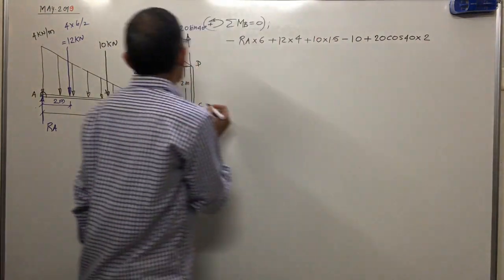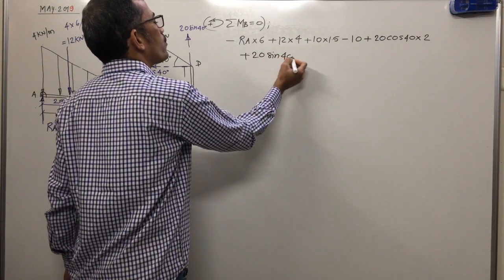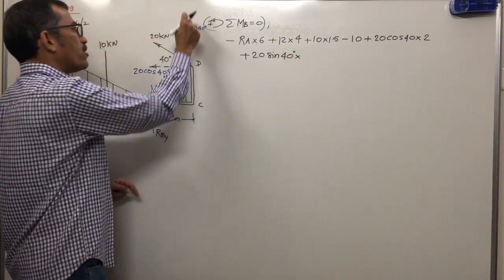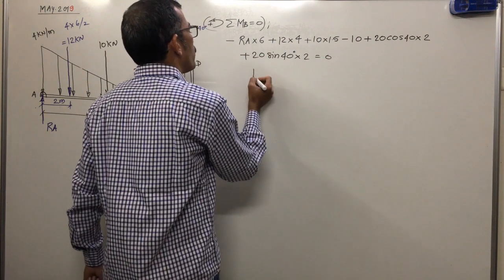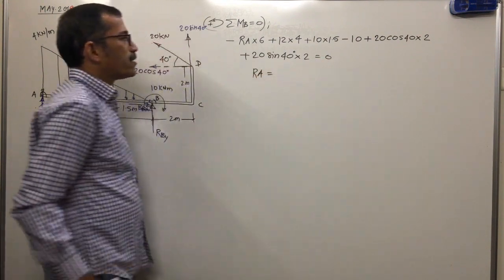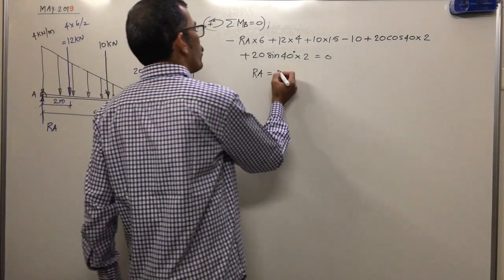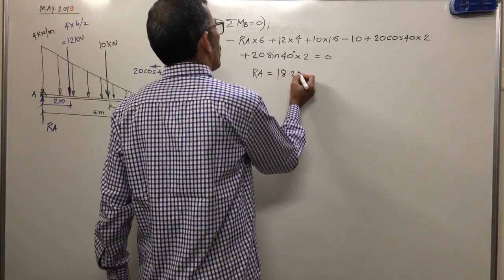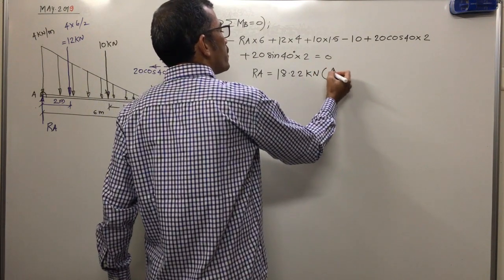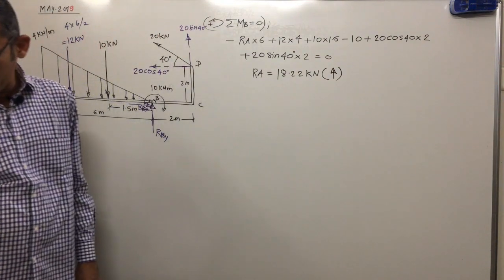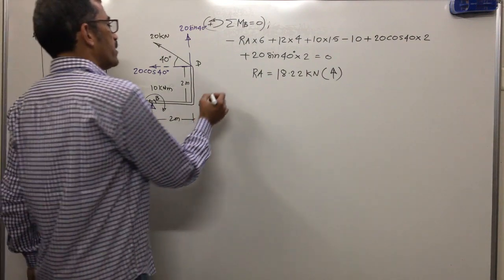What is the distance here? 2. Moment of the vertical component, again anti-clockwise, 20 sin 40. What is the distance? Force vertical, distance horizontal. This is the line of action of force, this is the moment center. What is the distance here? 2 meter equal to 0. What will we get here? RA. Write down and calculate. How much RA will you get? Just check. 18.22 kilonewton, and this one is positive. Answer positive means the assumed direction is correct.